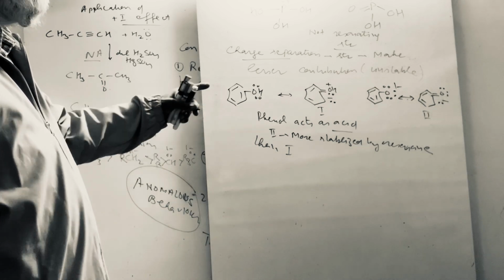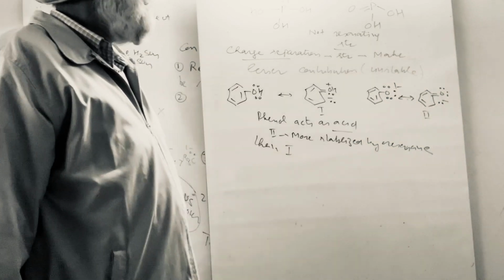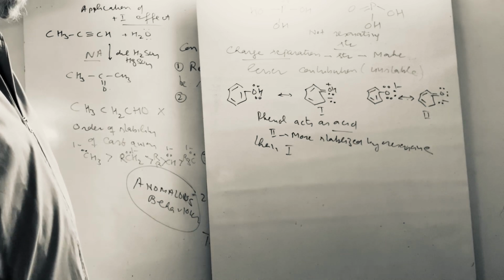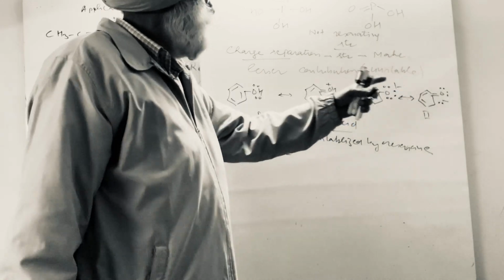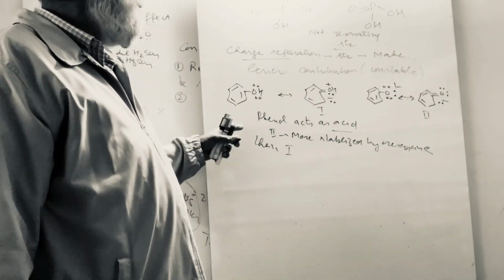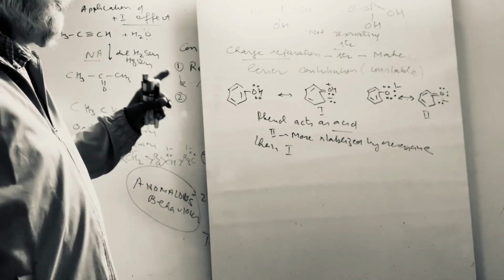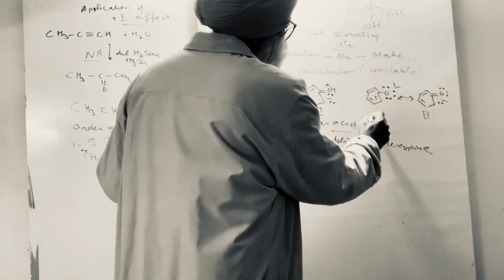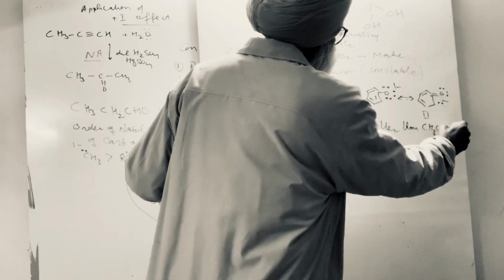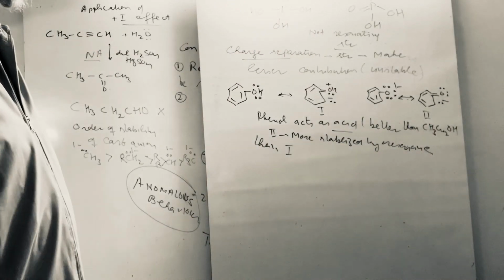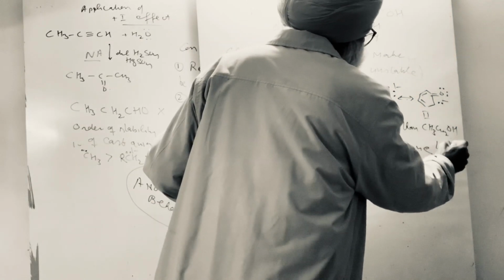Both of them have a plus resonance effect, this OH group as well as the O minus group. These have a plus resonance effect and plus mesomeric effect because donation of electrons is taking place. But here this is more stable as compared to this. So that's why phenol will have a tendency to form the phenate ion. So phenol acts as an acid and is better than alcohol, better than this. You can say it is better than cyclohexanol.